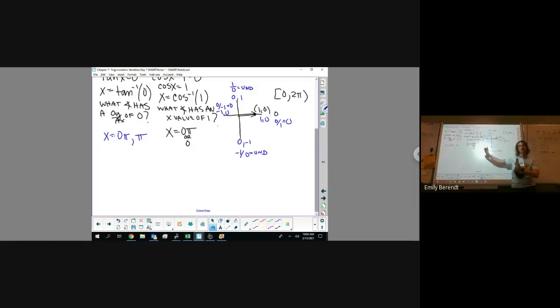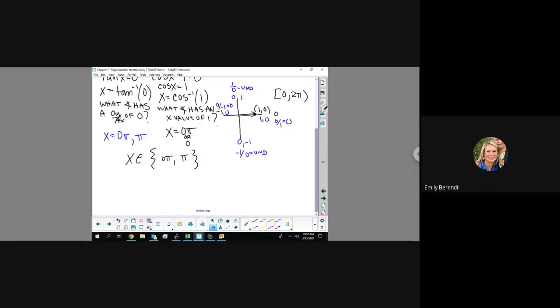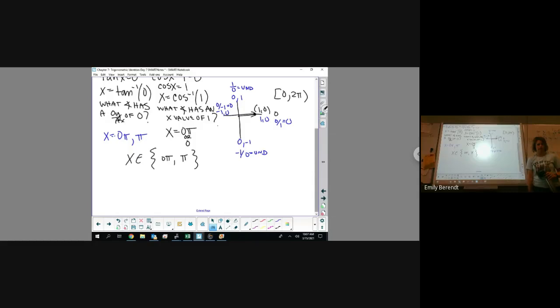You don't write it twice, but anytime you have more than one answer, you should write it as a solution set. So x is the element of the solution set 0 pi and pi, or you can write 0 and pi. So if you have the same answer twice, just make sure you account for it once in your solution set. You only have to write a solution set when you have more than one answer. Bada bing, bada boom.